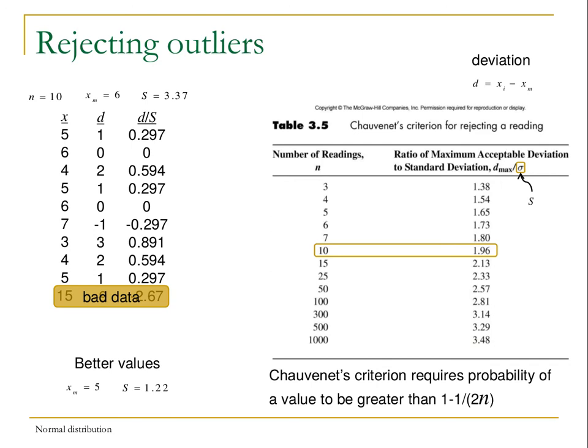So we looked at how to estimate the population mean from sample data, and also the confidence interval and confidence level for that estimate. And the final topic was a criterion for assessing whether or not a data point was valid.